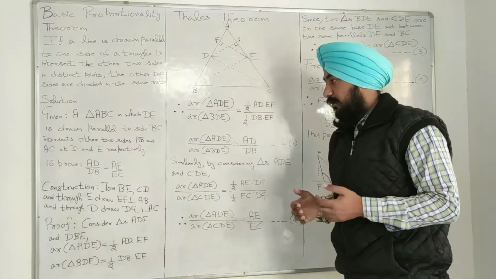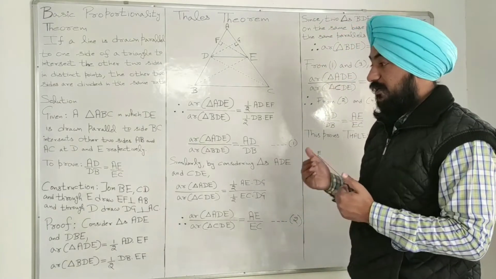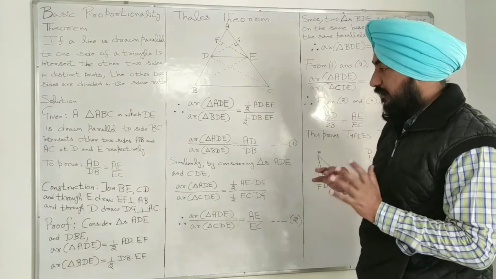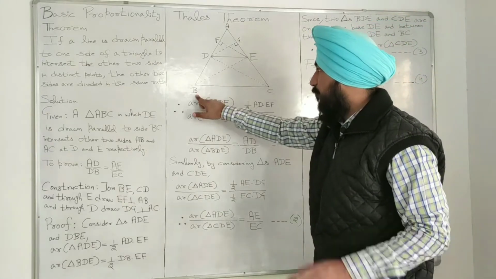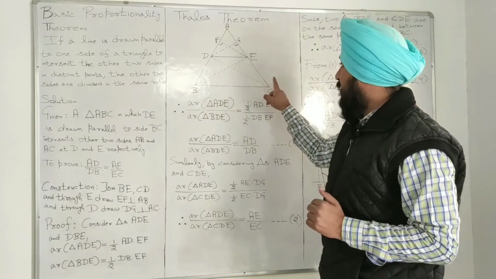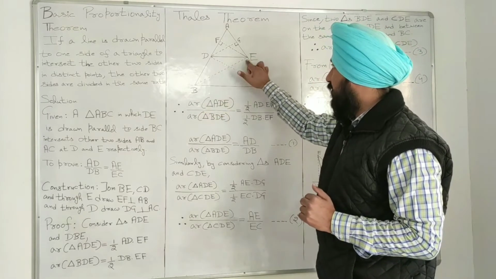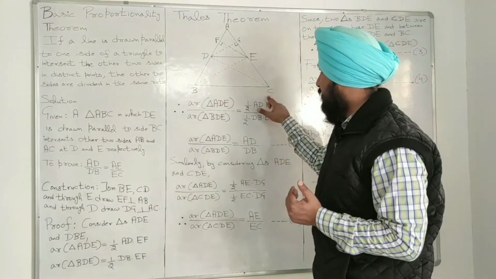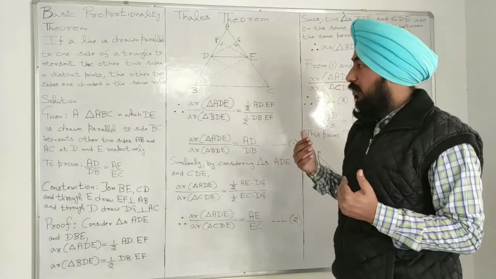For this, we shall make some construction. In the construction, join BE. So this is the point B, and I am going to join this point B with the point E. As we have joined B with E, similarly we will join C with D. This is the construction part of this theorem.